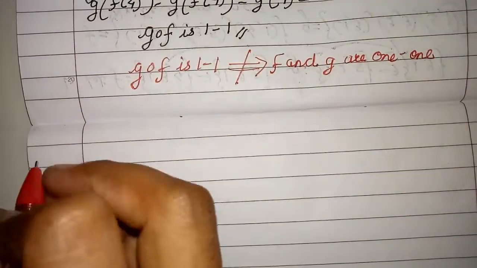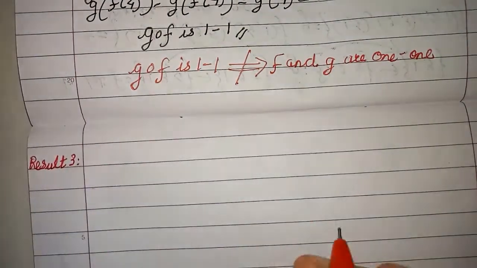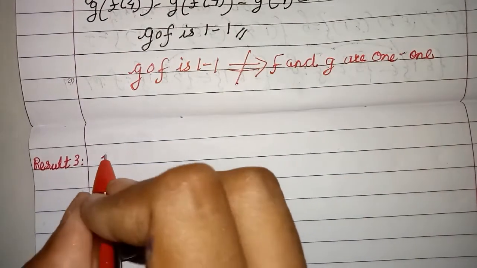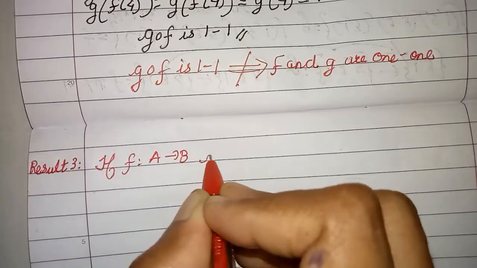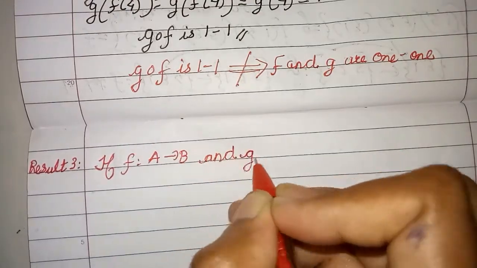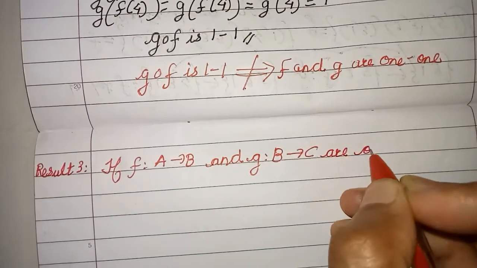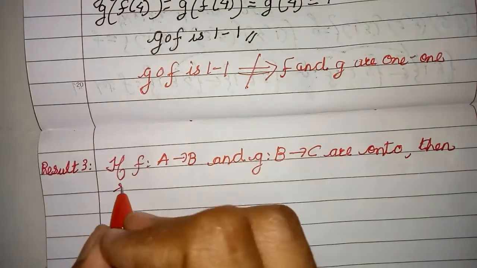Okay. Now let us go to result number 3. Result number 3 is a direct one. It says that if f is a function from A to B, and g is a function from B to C, are onto. They are saying that both functions are onto. Then show that.